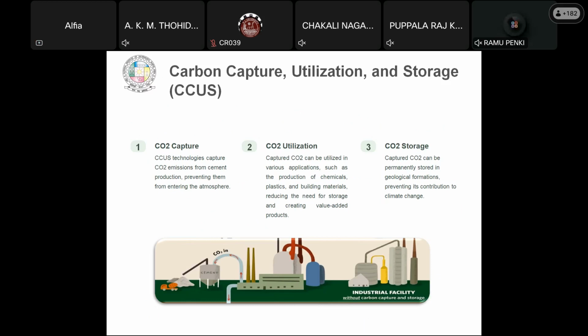One thing we have to take care of is that these storage sites should be carefully selected and monitored to ensure the long-term containment of CO2 and to prevent the leakage of the CO2 into the environment. So regular monitoring is required.